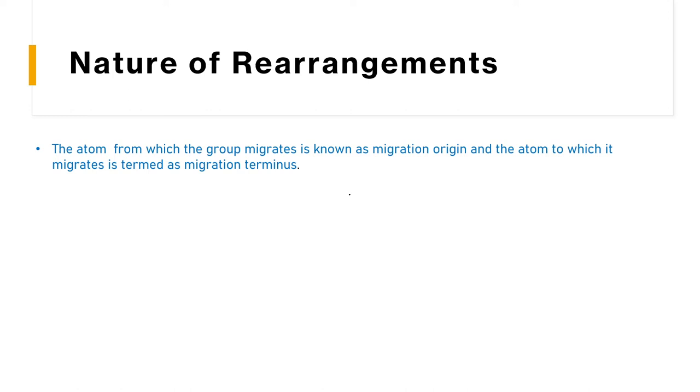So what is the nature of rearrangements? If we start from the very basics, in a rearrangement, an atom or a group migrates to some other position. The atom from which a group migrates is known as the migrating origin, and the atom to which it migrates is known as the migration terminus. This is a nomenclature: where it starts from and where it goes to are called migration origin and migration terminus.